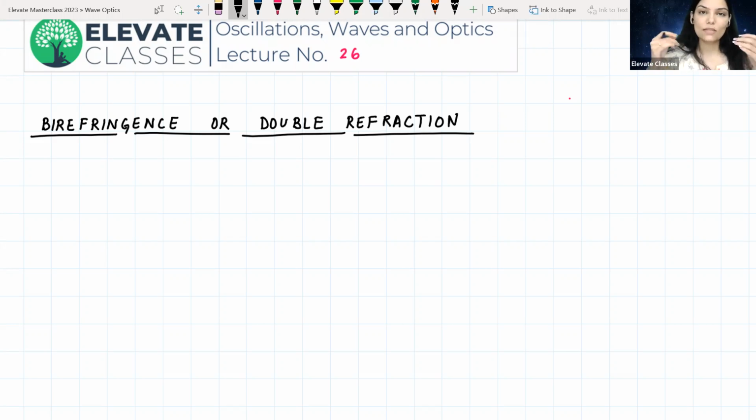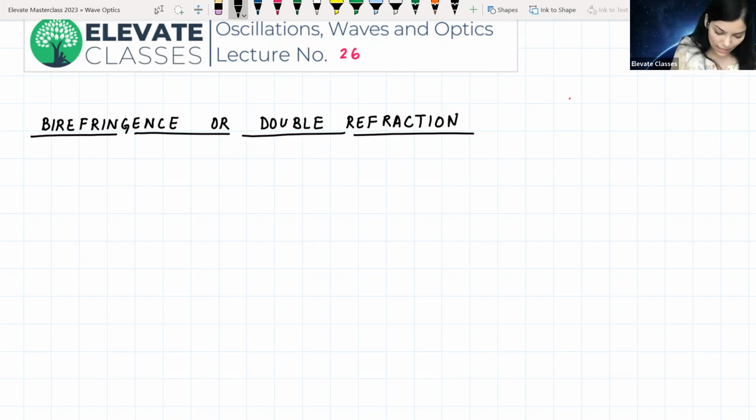So what is birefringence or what is double refraction? So it all comes down to a simple phenomenon that these crystals are anisotropic. So isotropic means that whatever property you consider. For example, for us right now, the property of importance is refractive index. So we are going to look at what happens to the refractive index.